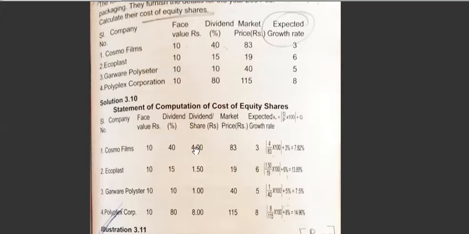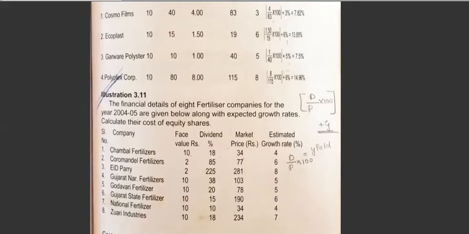You have to use the formula Ke equals D divided by P into 100 plus g, and calculate and find out the value, and the answer will be in terms of percentage. Now in the next problem also, there are many companies given together. Eight companies are given, with face value, percentage, market price and growth rate. Similarly, you have to draw the columns company, face value, dividend percentage, dividend per share, market price, growth rate, and finally the calculations. The same way we will do here also.